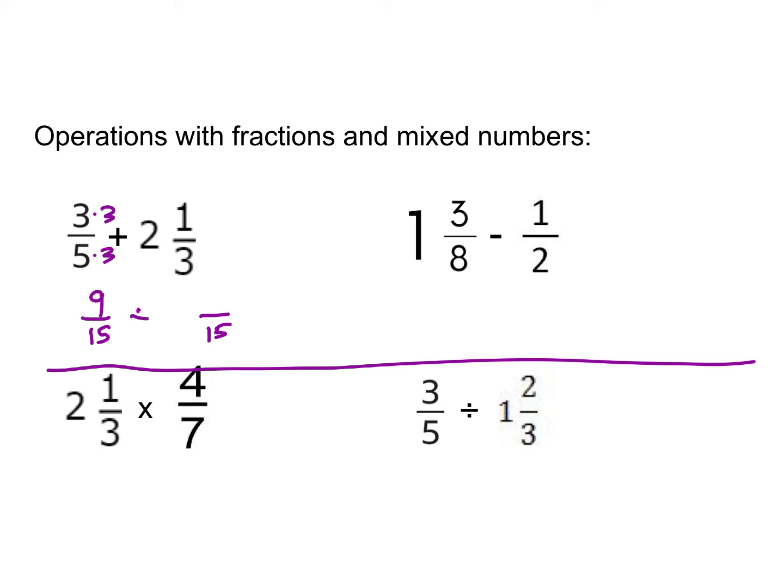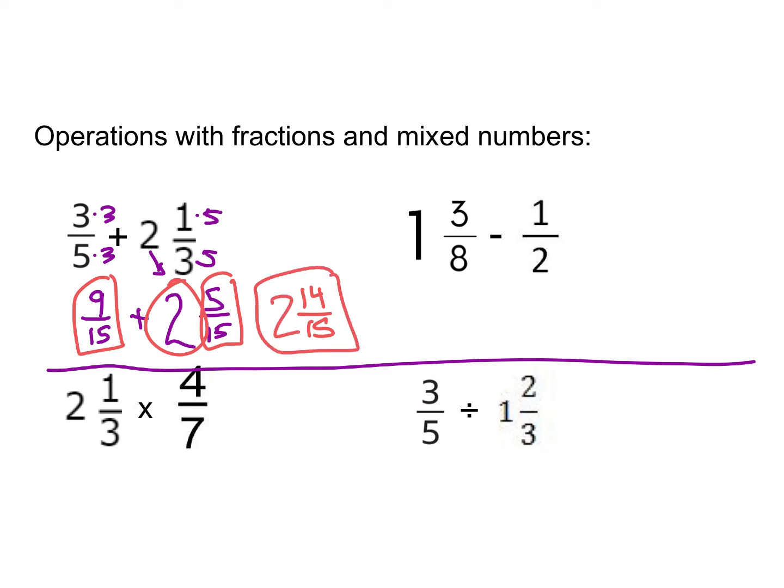Now this 2 here, I'm just going to keep it a 2. It doesn't change. But I did change my 3. I multiplied it times 5 to get 15. So I'm going to multiply the 1 times 5 to get 5. Now I can take my fraction parts and add them together. I get 14/15. And my whole number parts, there's nothing in the first one, and the 2, and I get 2 and 14/15.